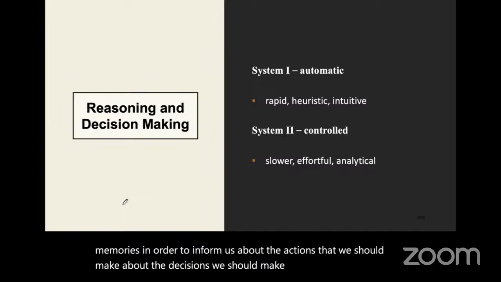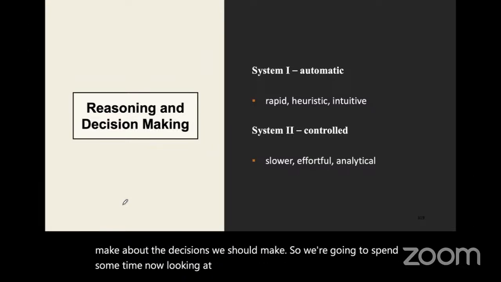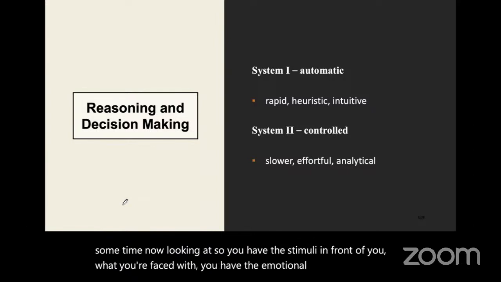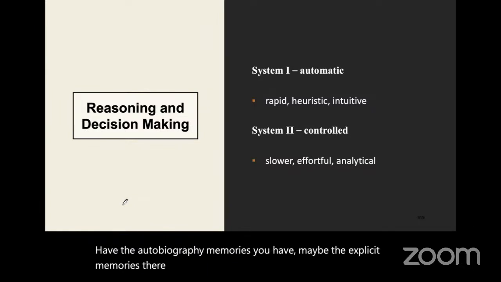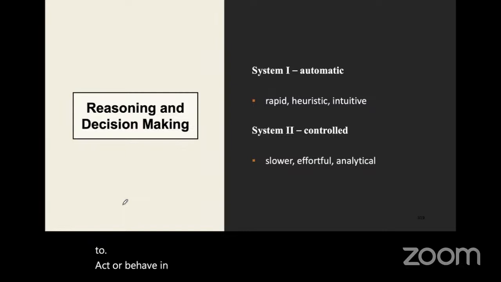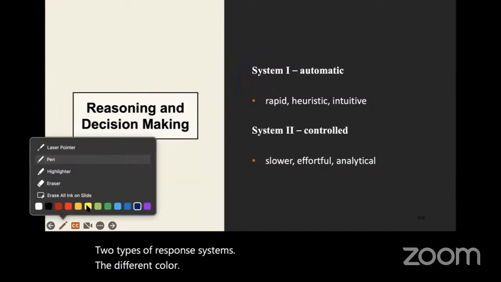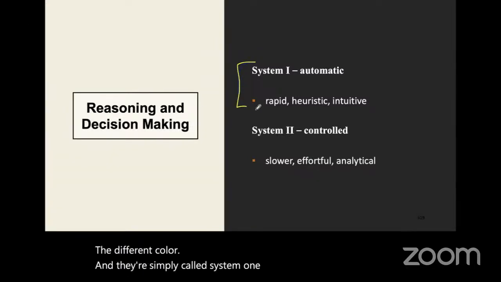So we're going to spend some time now looking at, so you have the stimuli in front of you, what you're faced with. You have the emotional memories, you have the autobiographical memories, you have maybe the explicit memories there. Now it's time to start making a decision about how to act or behave in a given situation, okay? Humans have two types of response systems. And they're simply called System 1 and System 2.